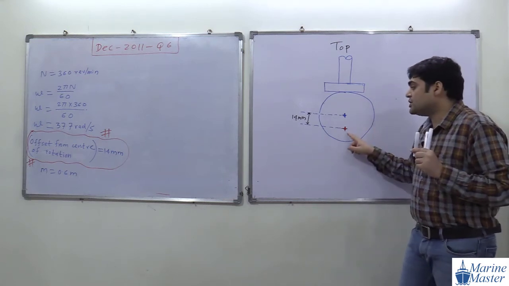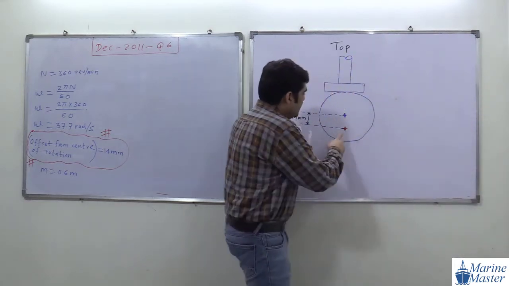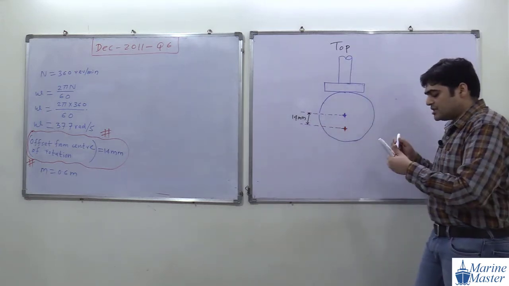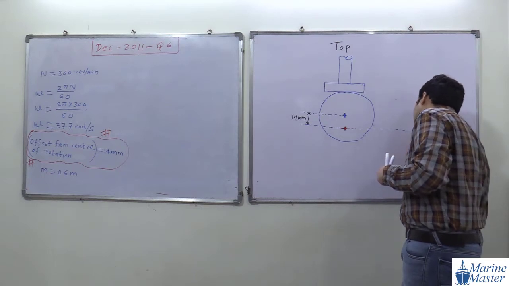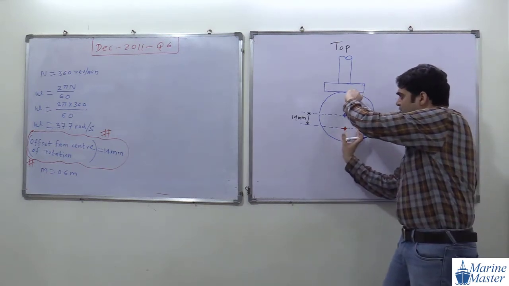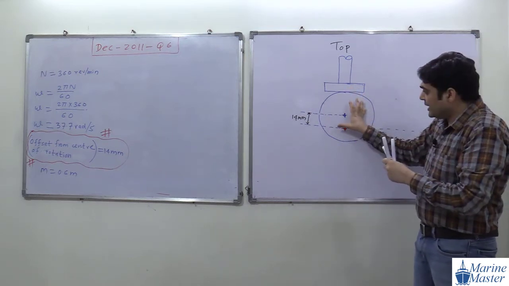This center of rotation, this red point indicates the center of rotation. So this position is fixed. So with respect to this point, I am going to draw one dotted line. Just imagine this is our entire arrangement. So this circular cam rotates by 180 degrees.